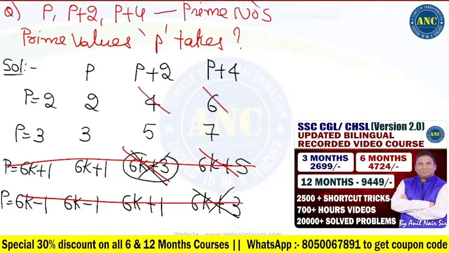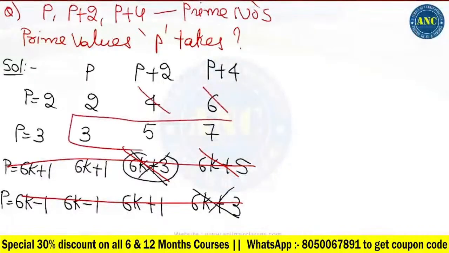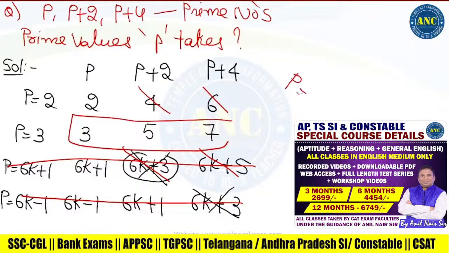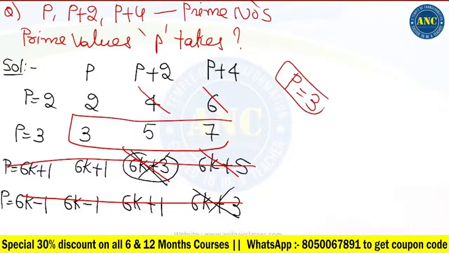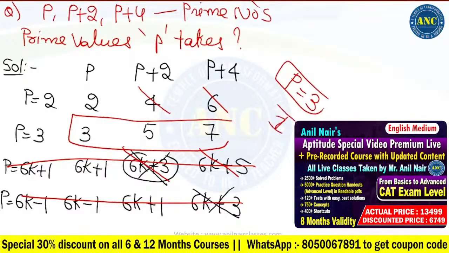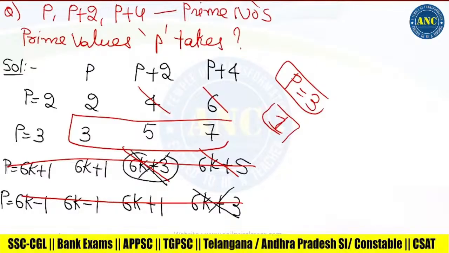Also, 4 and 6 are even numbers. So the only case that is possible is P equals 3. How many prime values can P take? Only one prime value. I hope the idea is clear. That was the first question. Now the second one.